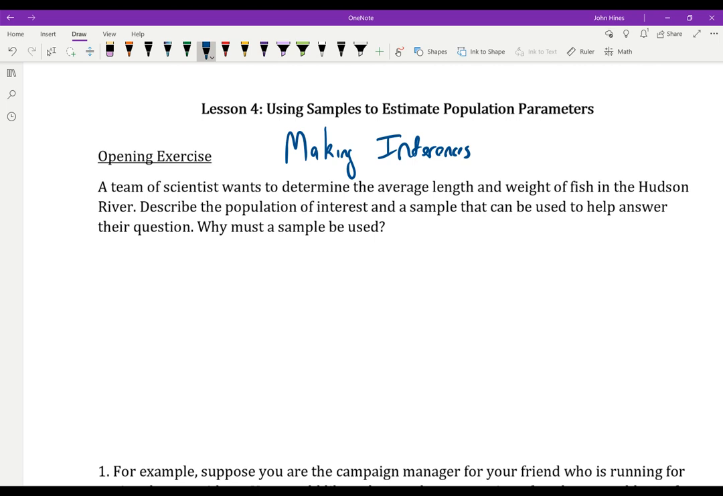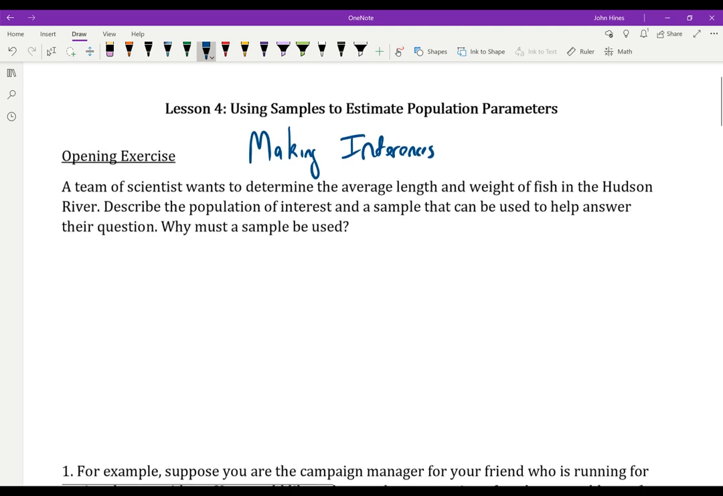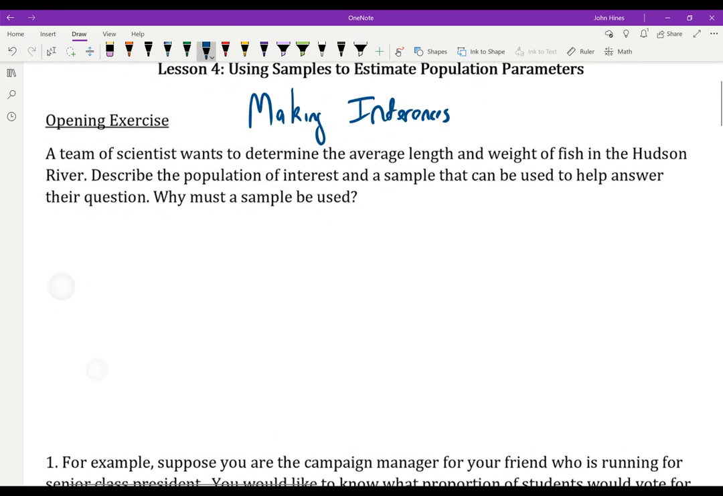So we're going to talk a lot. There's not a lot of math in this lesson. There's just a lot of big ideas and concepts that are going to carry us forward. A team of scientists want to determine the average length and weight of fish in the Hudson River. Describe the population of interest and a sample that can be used to help answer their question.